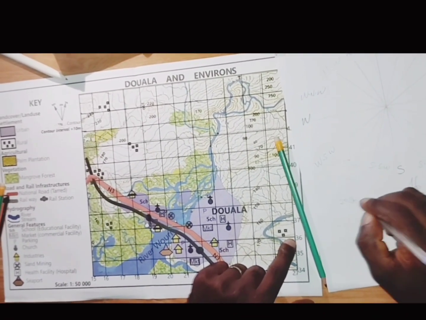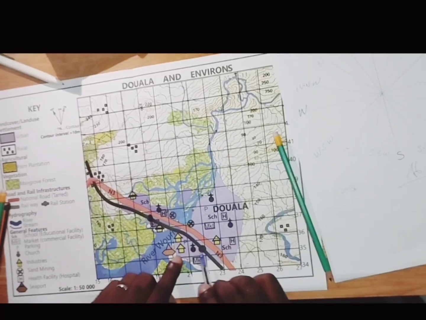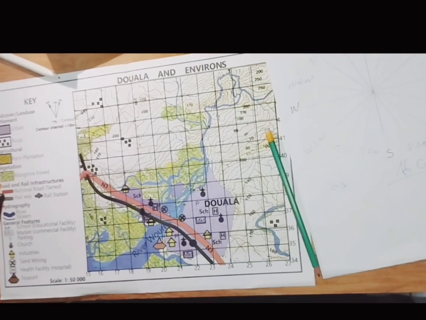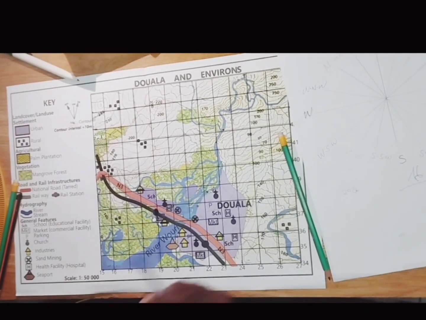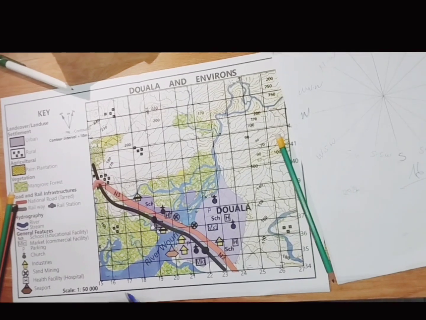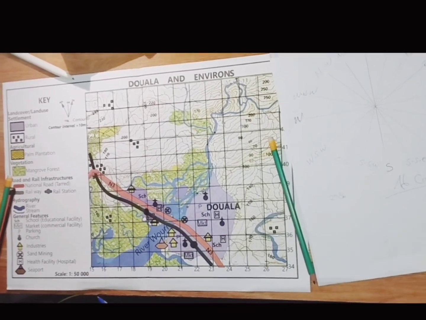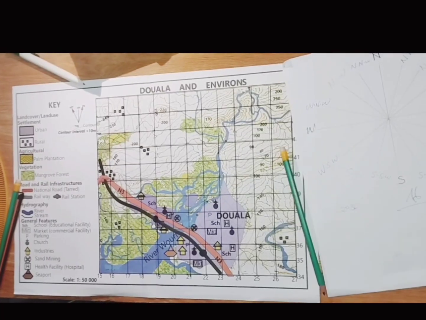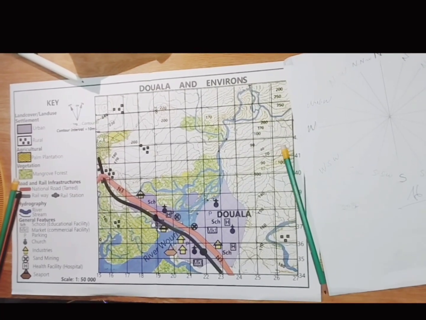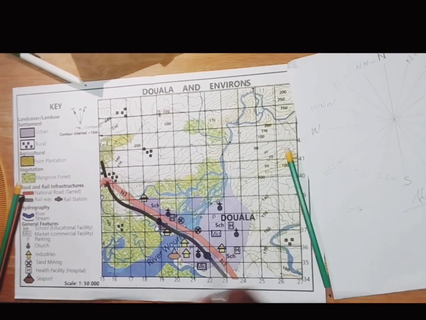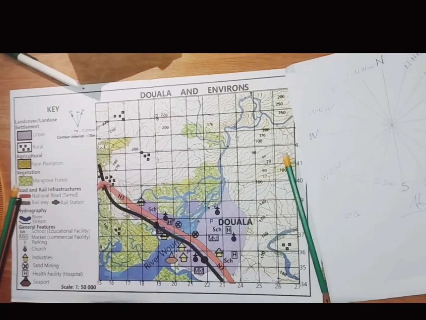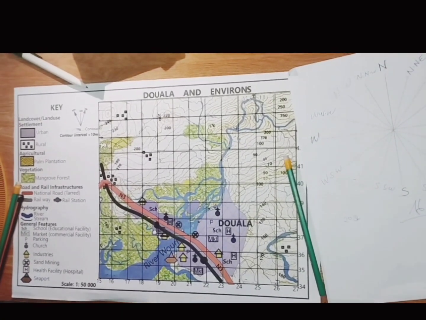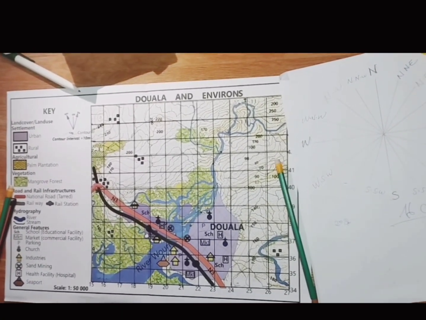2036. Because you see, there are so many industries around. Remember, it's Douala, and it's an industrial capital of Cameroon, or better say, economic capital of Cameroon. A lot of industries. That's the reason why we can find so many industries on the map. So it's very important for us to know the precise industry we're talking about. In this case, we're looking at the industry found at 2036. That is to say, east in 20 and north in 36.